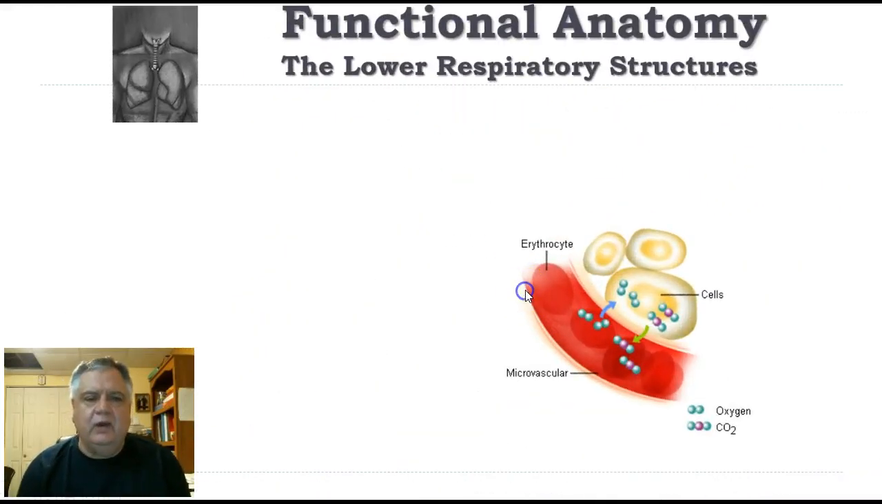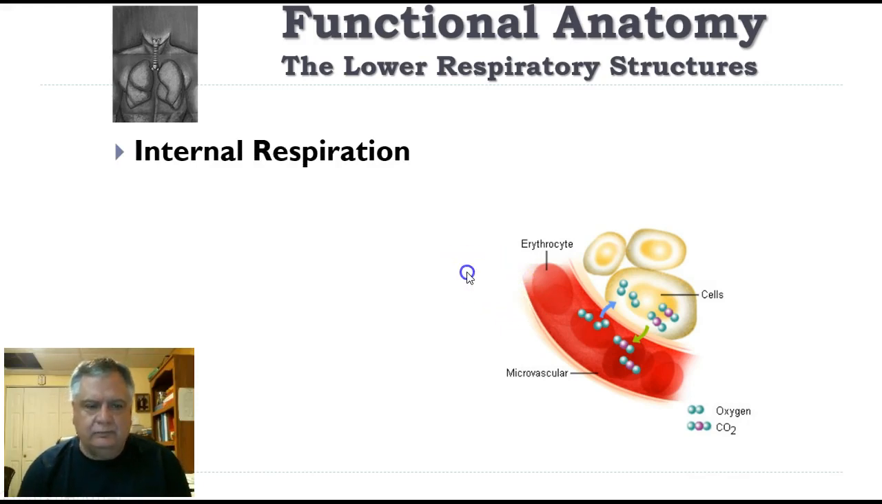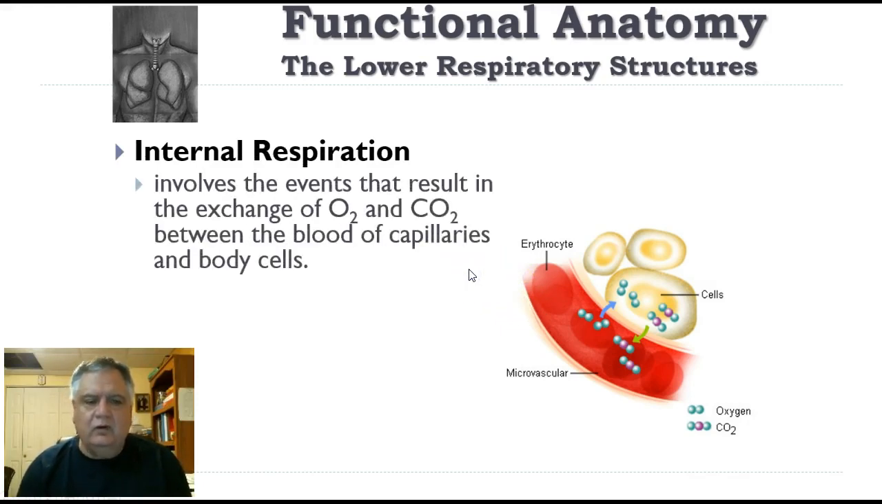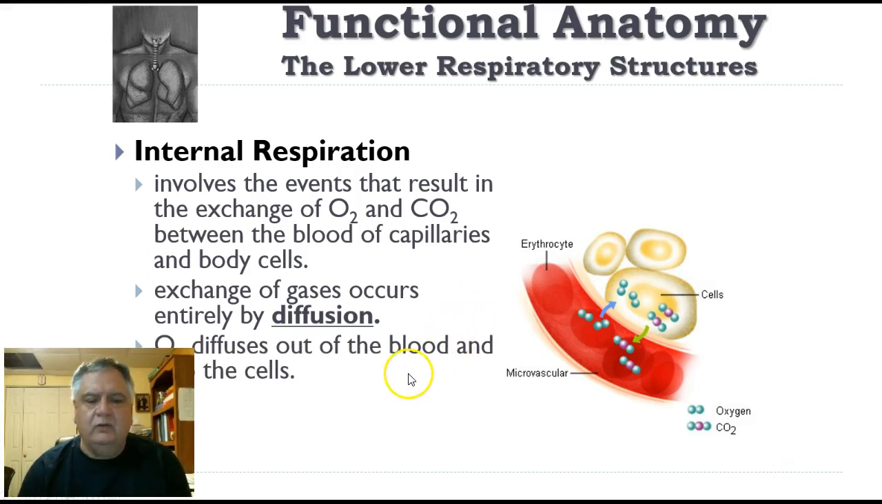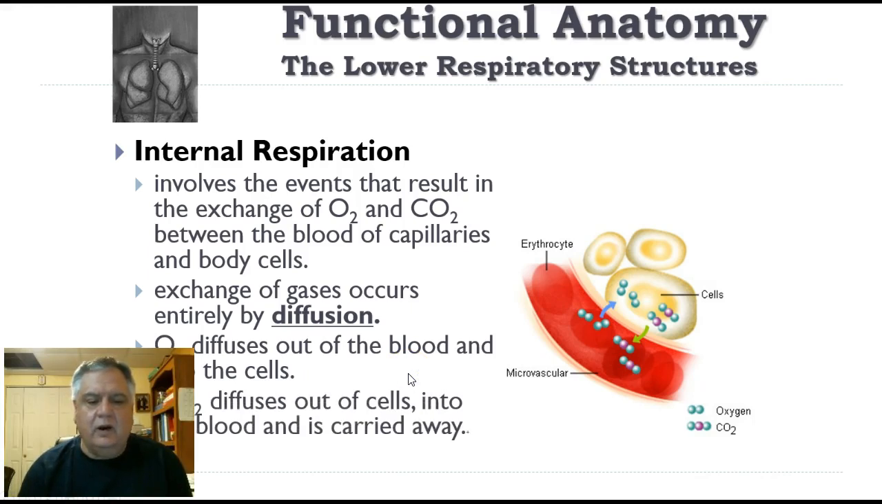And in the next slide, we take a look at internal respiration. This is going to involve the events that result in the exchange of oxygen and carbon dioxide between the blood of the capillaries and the body cells. So here's our diagram over here that we'll be following along. Again, this exchange is going to occur entirely by diffusion. And as a result, oxygen is going to diffuse out of the blood and into the cells, and carbon dioxide is going to diffuse out of the cells and into the blood and be carried away.